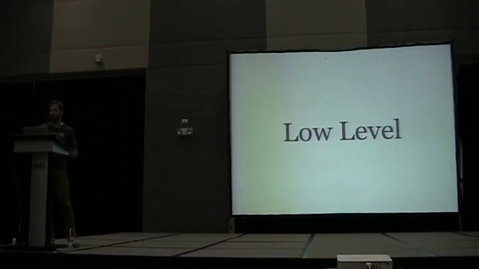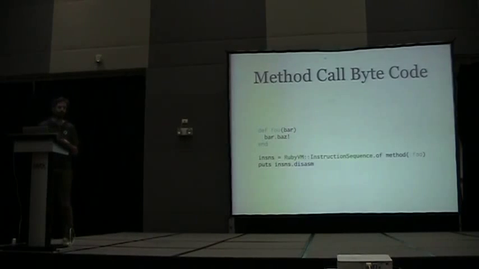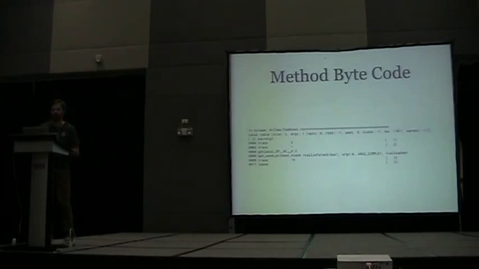So at a low level, if we want to look at how this actually works in detail, we can take a look at the bytecode that's generated. For example, we have this method here, foo. And if we use this Ruby VM instruction sequence code at the bottom, we can actually view the instruction sequences for this method. So we can see the bytecode. If we run this code, it prints out something that looks like this. I know it's not too readable, but that's okay. We really just want to look at the structure of this.